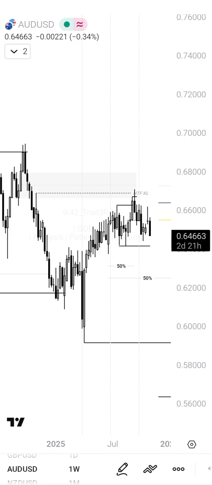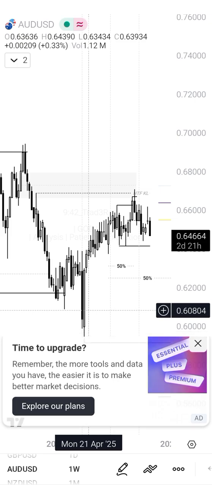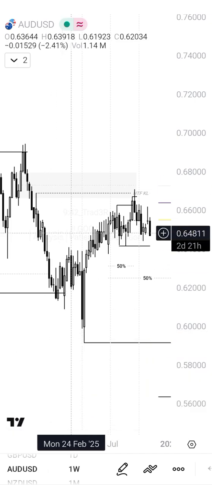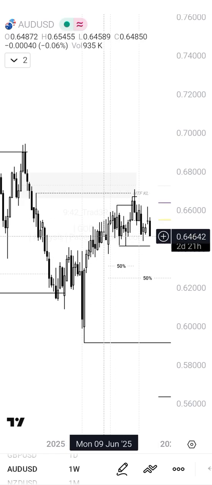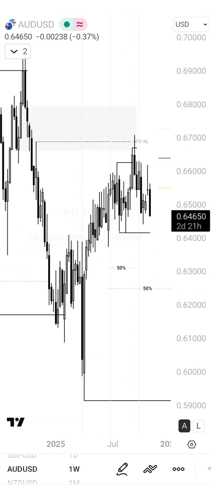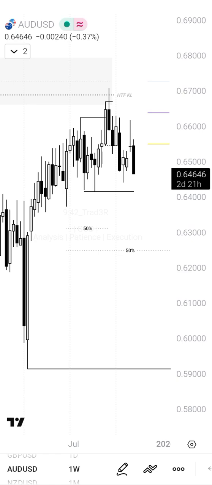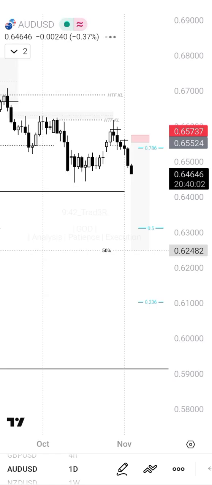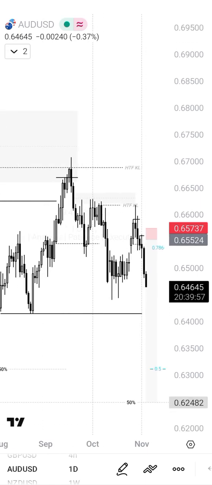On the weekly, you can see price is at the premium of the monthly swing. You see this drop in price. This whole drop in price is the monthly structure that we looked at, and on the weekly chart, price came to the premium, and from then on, we are looking for sales. So once you're able to identify the higher time frame trend, you can catch moves like this on the lower time frame.